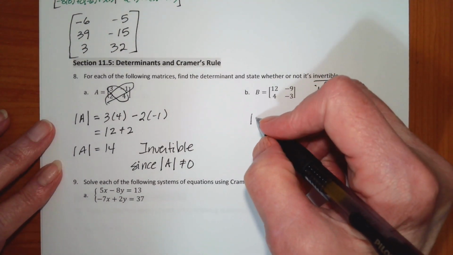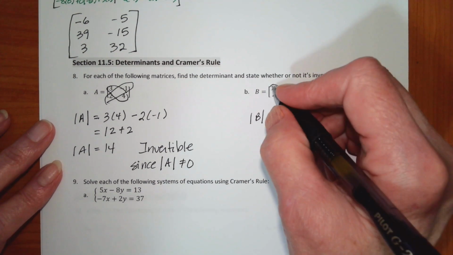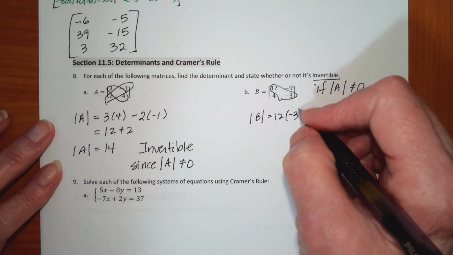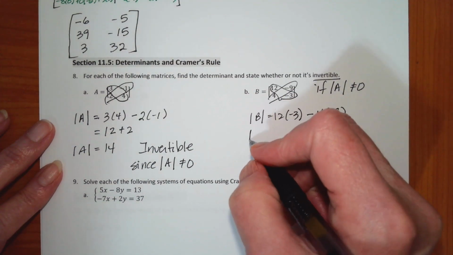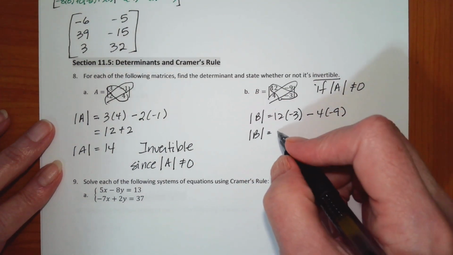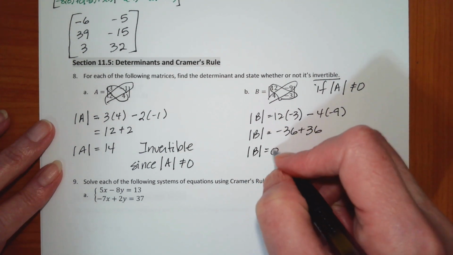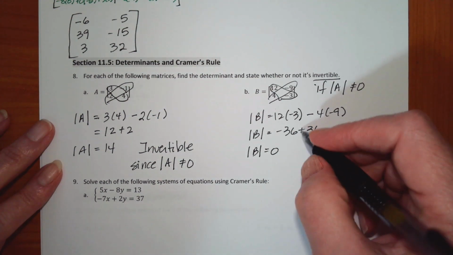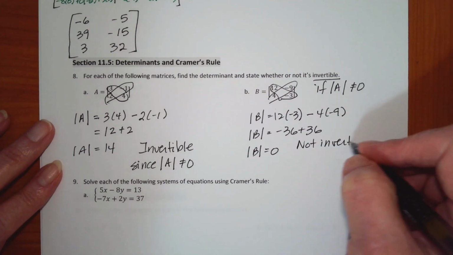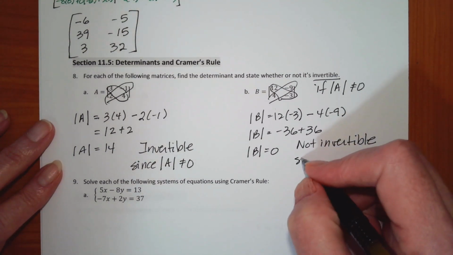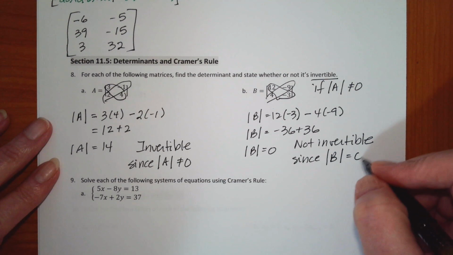Okay, so if I want to find the determinant of B, then that's going to be 12 times negative 3 minus 4 times negative 9. So that is negative 36 plus 36. So the determinant of B is 0. This is not invertible since the determinant of B is equal to 0.